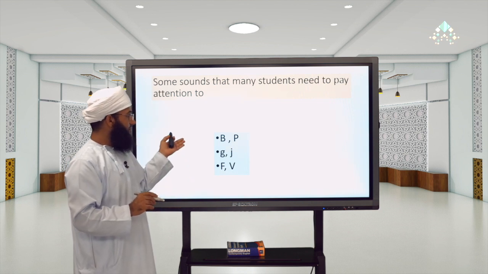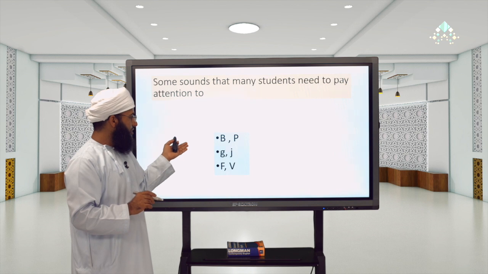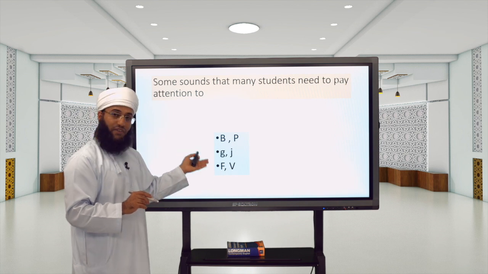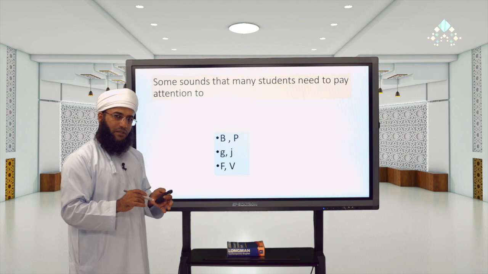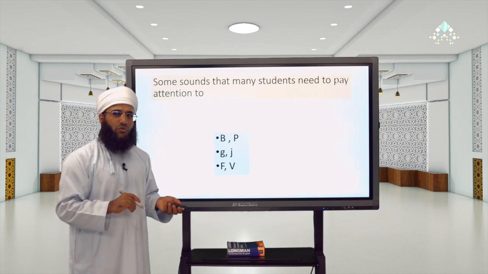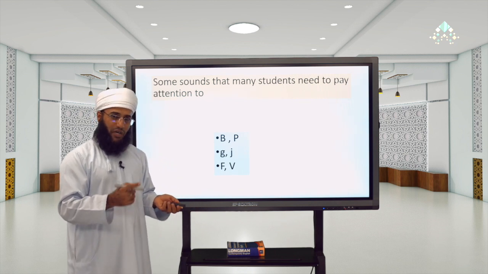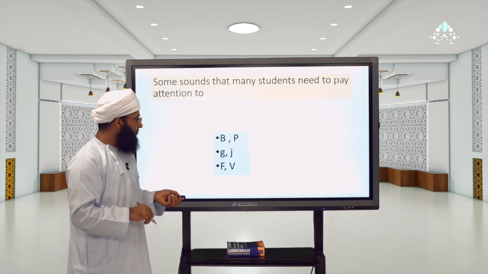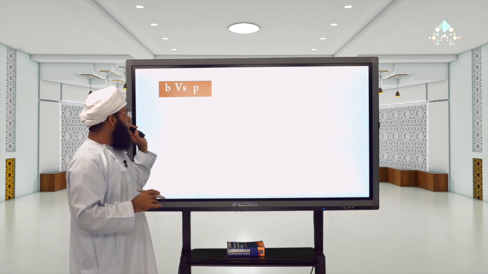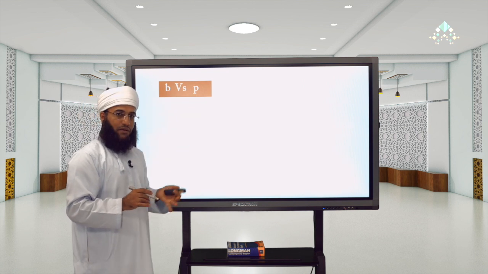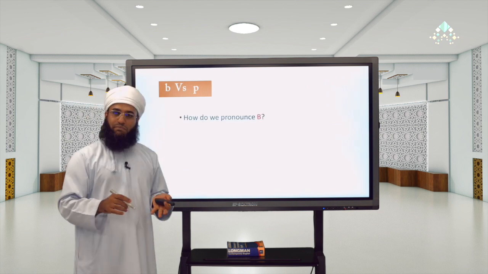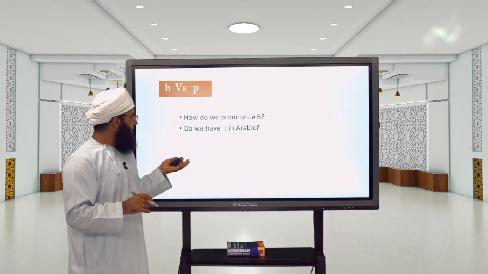For example, ba and pa, J, G and J, fa sound, and va. I selected these because these are the common ones, some common consonants that some students may confuse or may find difficulty in pronouncing. So let's start with these two sounds, ba versus pa. Ba versus pa. How do we pronounce ba? Do we have it in Arabic?